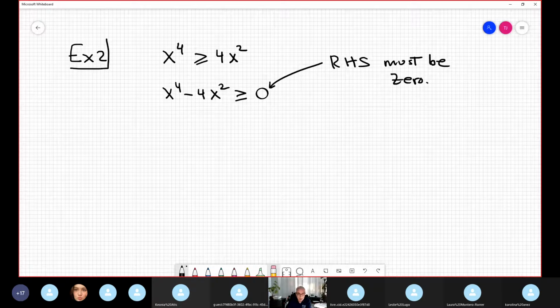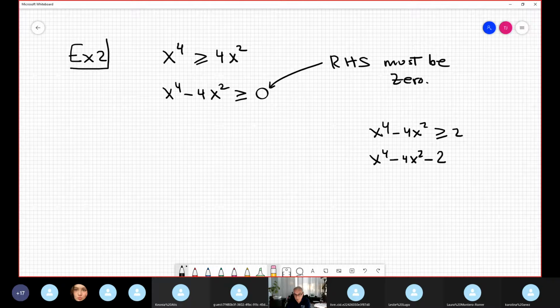Another example, you have no 0, suppose you have this x squared minus 4x squared greater than or equal to 2. No good. You move everything to the left because I need 0 on the right hand side. Correct?